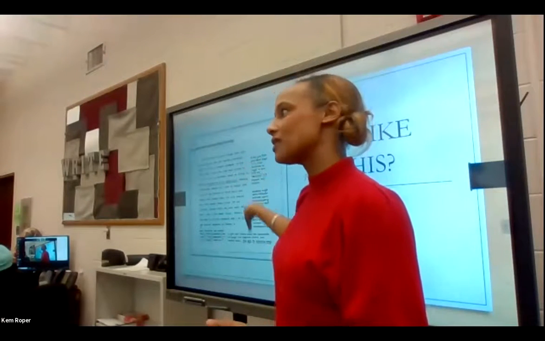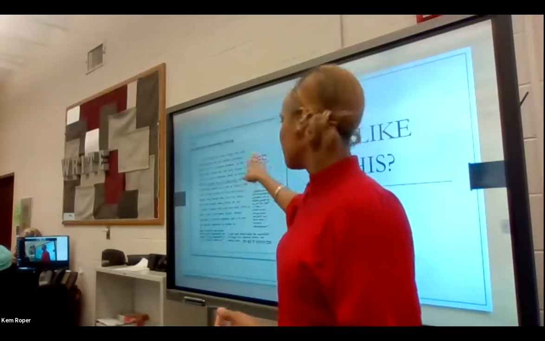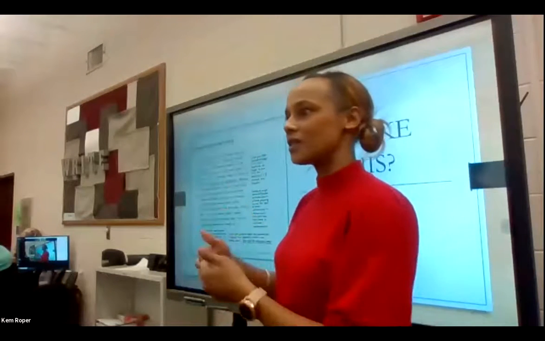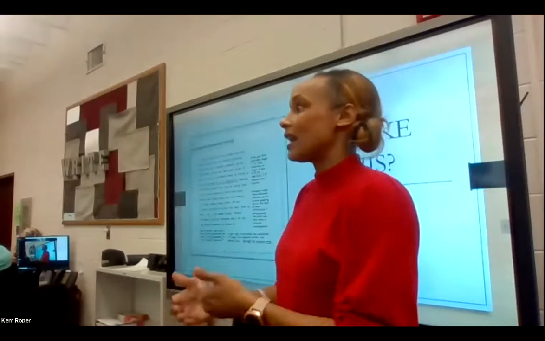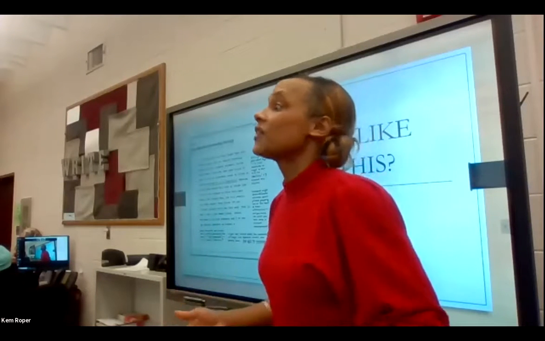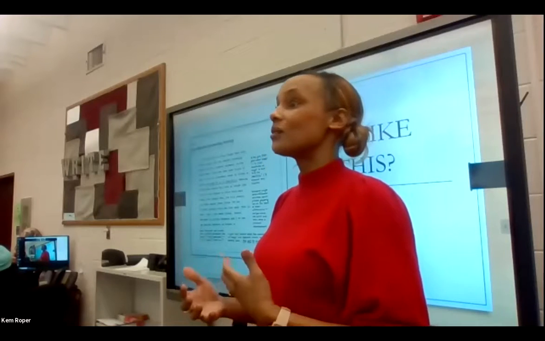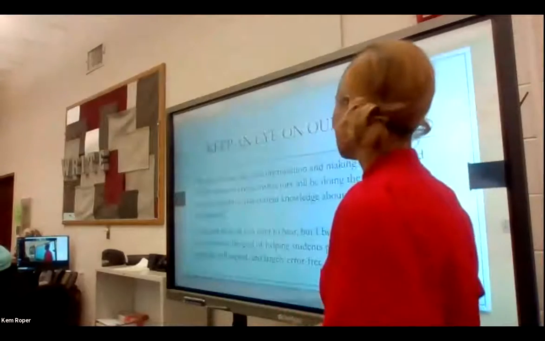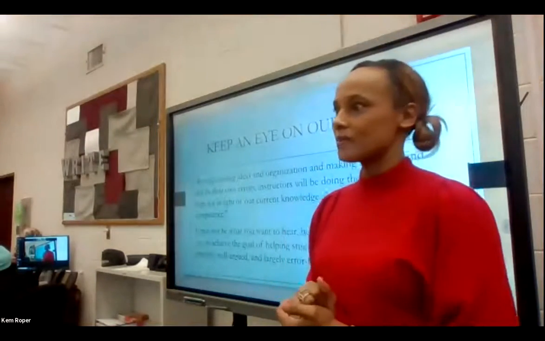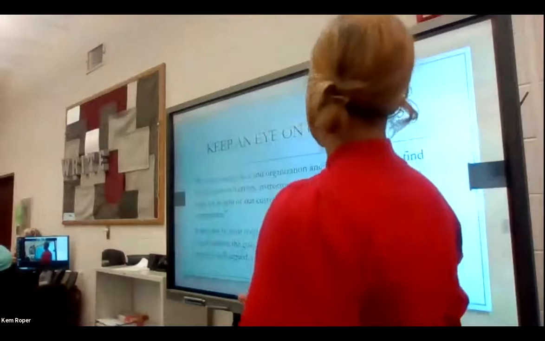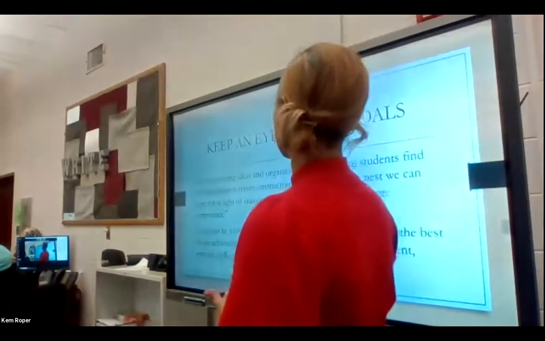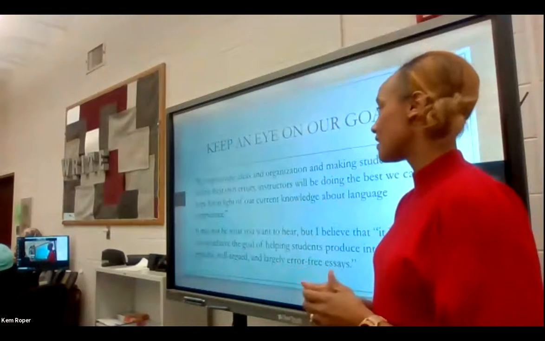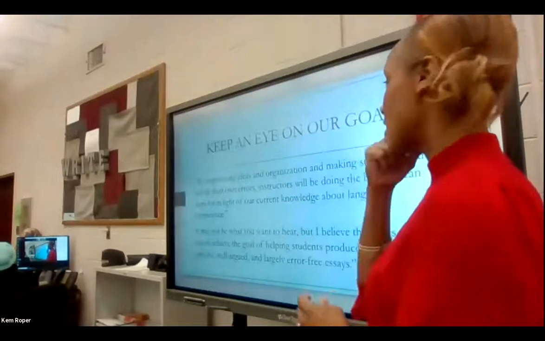If they responded to the questions in these marginal notes and actually explained the perspectives and talked about the differences and engaged with the ideas, even if the errors were still there, I think you would notice the improvement. And so I think that's really the point that I'm making, is that we need to keep an eye on our goals. By emphasizing ideas and organization and making students find and fix their own errors, instructors will be doing the best we can hope for in light of our current knowledge about language competence.